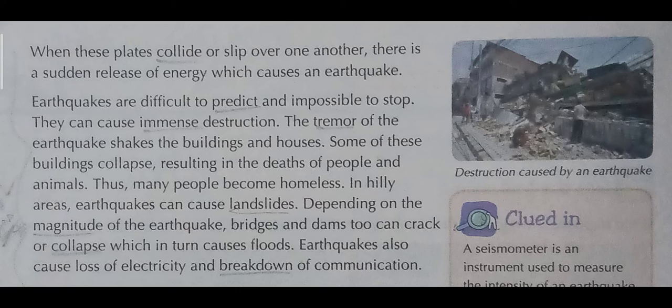So in this class we have learned about earthquakes. In the next class I will teach about the other natural disasters such as floods, tsunamis and many more.